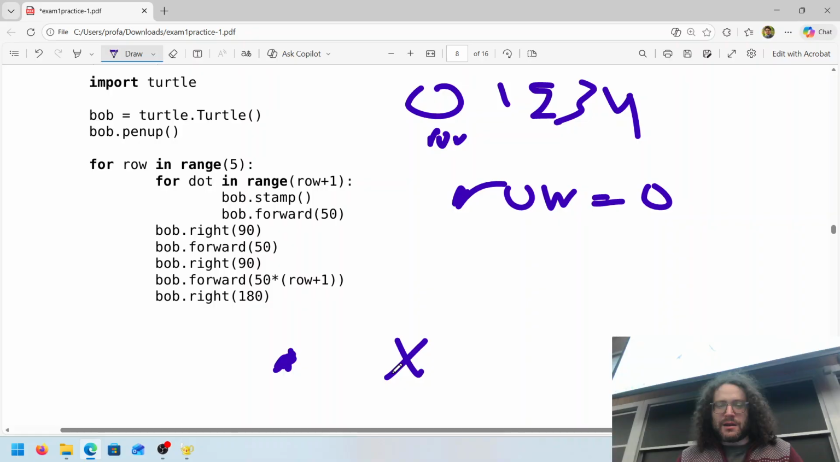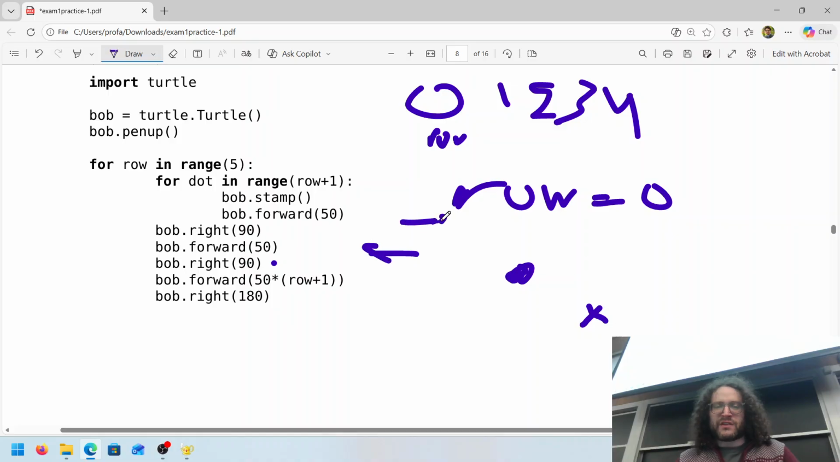We're going from here to being here. Let's go ahead and move this over here. So we're going from here to being over here. So now another right 90. So we were facing this way. Now we need to face this way. Because we started this way, we turned right. Now we turn right again.